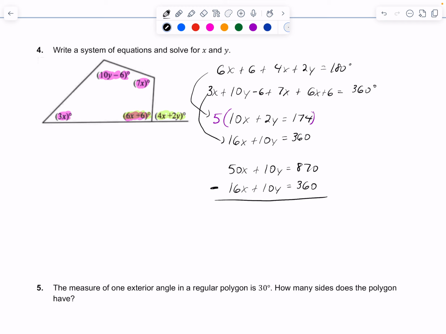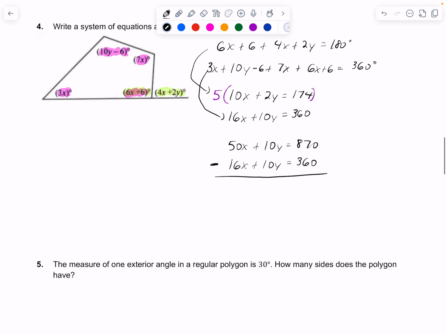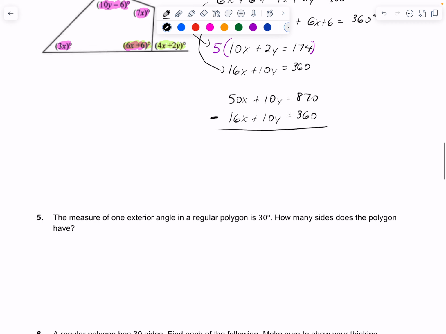You guys are moving into Algebra 2, even if you're not a sophomore or going to be a sophomore, and you should hopefully start to feel comfortable with subtracting integers. All right, so subtracting 50x minus 16x, that's going to give me 34x, and that's equal to 510. Dividing both sides by 34, that leaves me with x is 15.